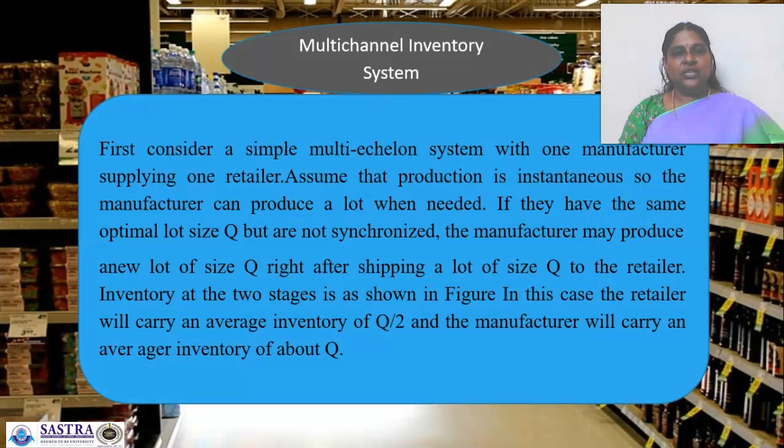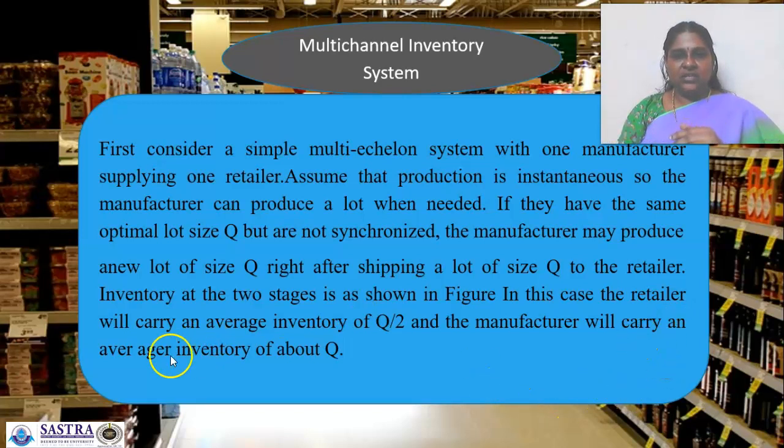Then, about the multi-channel inventory system. First, consider a simple multi-channel system with one manufacturer supplying one retailer. Assume that the production is instantaneous, so the manufacturer can produce a lot when needed. If they have the same optimal lot size Q but are not synchronized, a manufacturer may produce a new lot of size Q right after shipping a lot of size Q to the retailer. Inventory at the two stages is as shown in the figures.